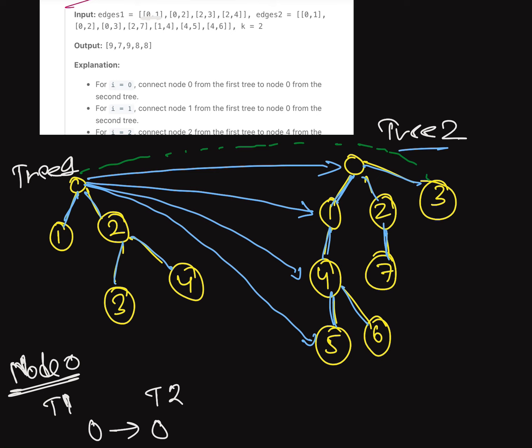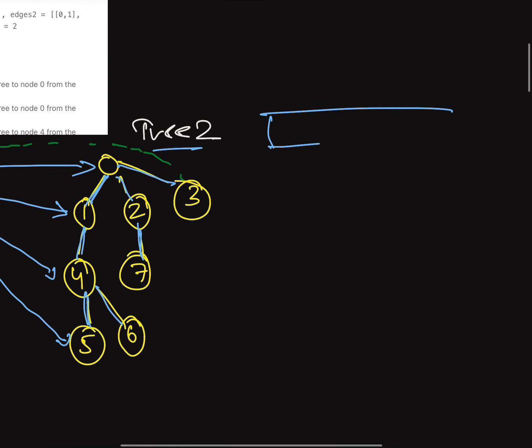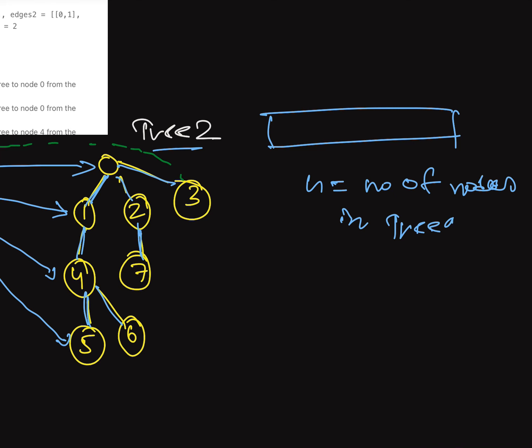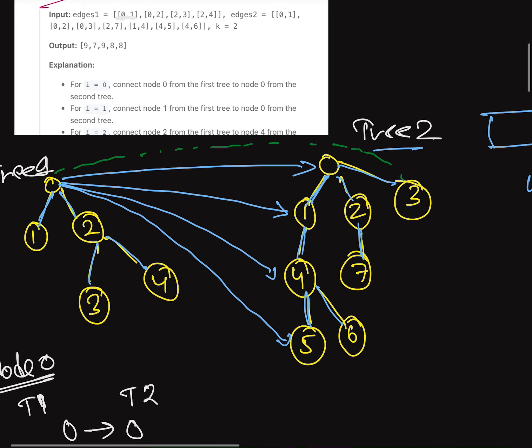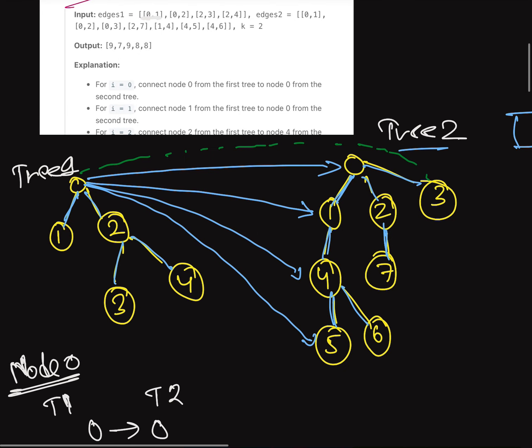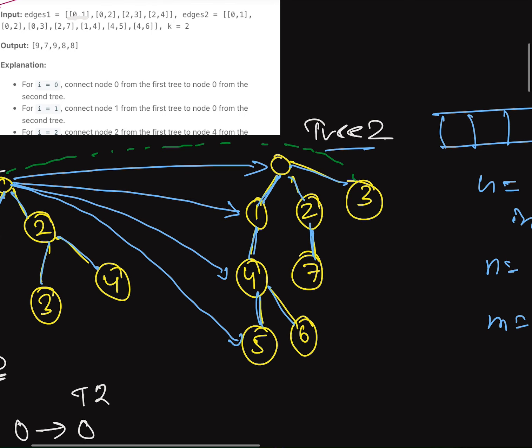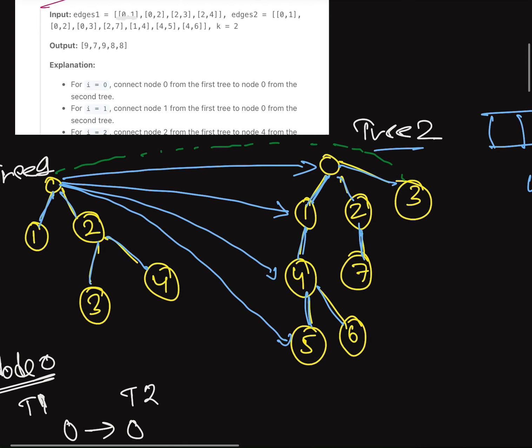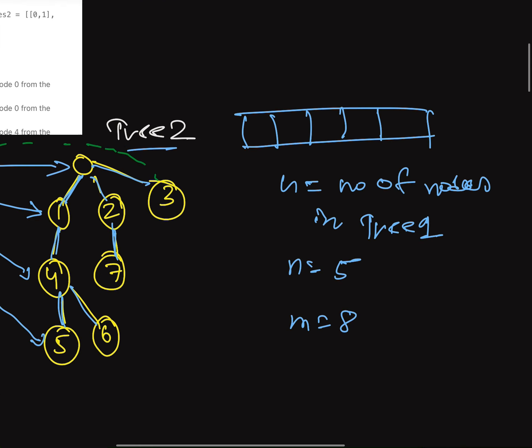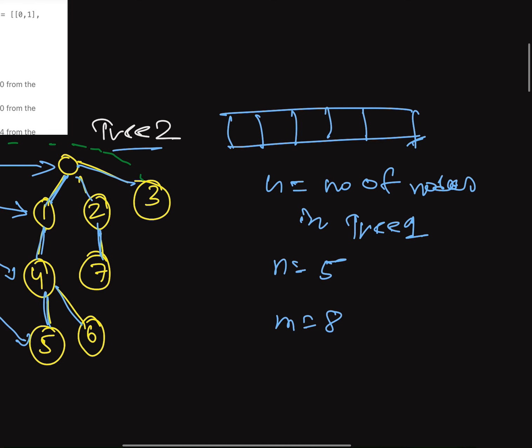So we have to return an answer of length n. n is the number of nodes in tree 1. How many nodes are there? 5 nodes, so our answer size will be 5, because here n is equal to 5 and m is equal to 8. So you can check our answer length is 5. Now we will check how we actually get the output. The output size is 5.